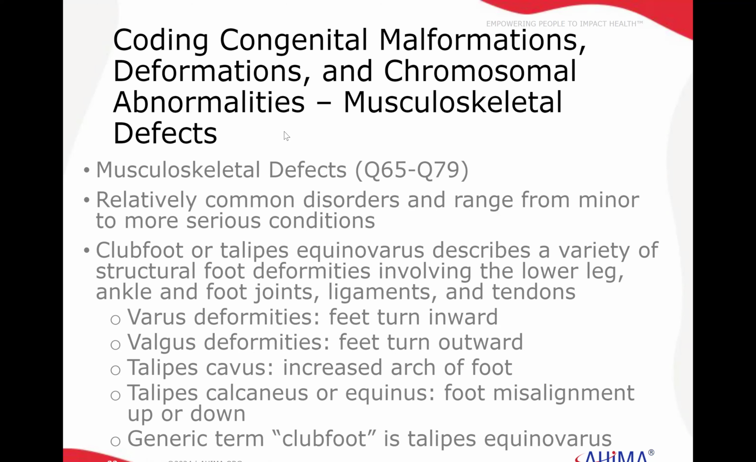We have a wide range of musculoskeletal defects. This could be the club foot, the different types, the varus deformities where the foot's turning in, the valgus where the foot's turning out. We have the increased arch of the foot. We have the club foot. We have all these different types of things. Usually they're very well documented, fairly straightforward to code, and they fall in codes Q65 through Q70.